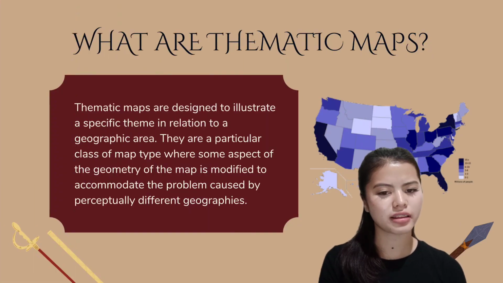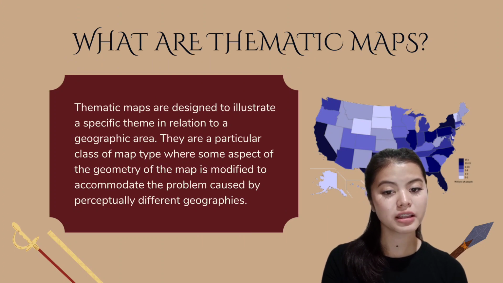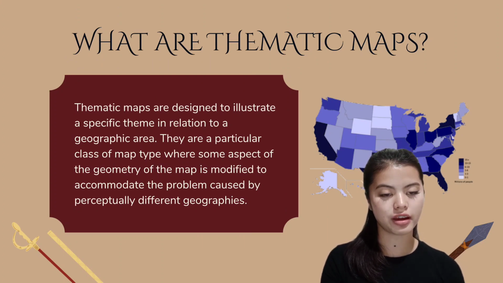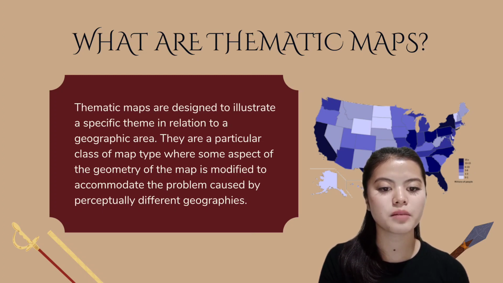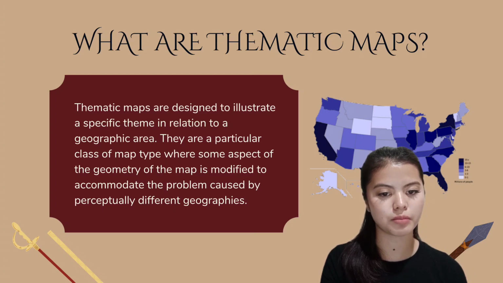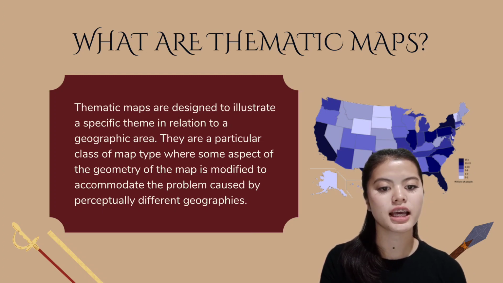So what are thematic maps? Thematic maps are designed to illustrate a specific theme in relation to a geographic area. They are a particular class of map type where some aspect of the geometry of the map is modified to accommodate the problem caused by perceptually different geographies.